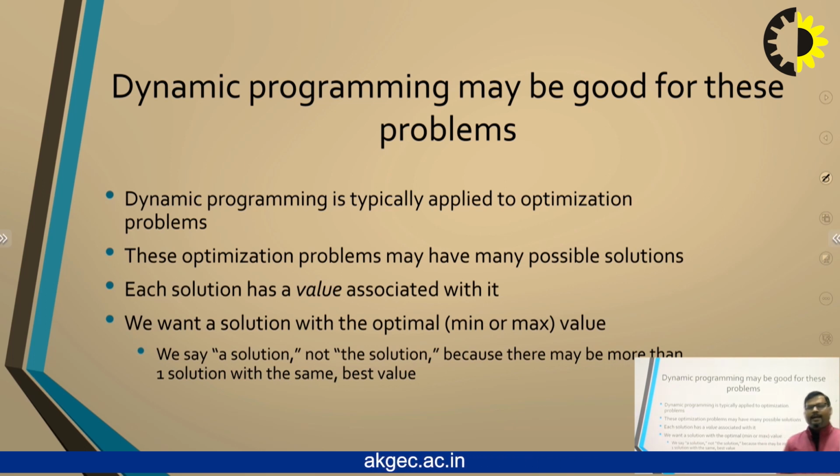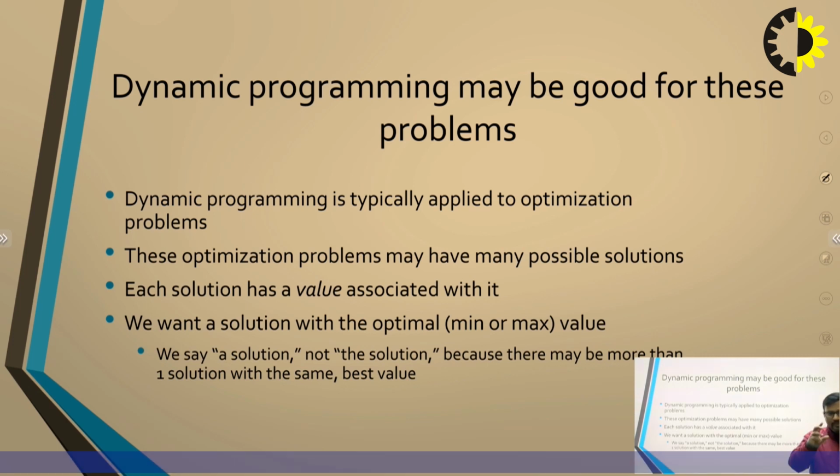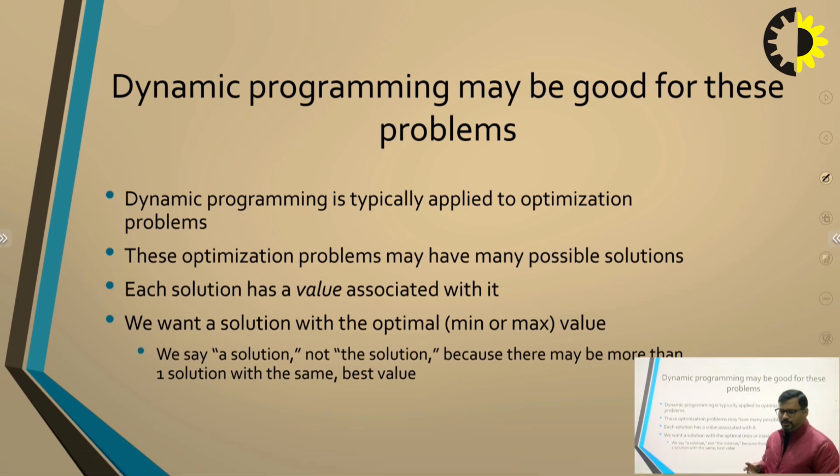Next, another hypothesis is that dynamic programming may be good for these problems. Dynamic programming is typically applied to optimization problems. What is optimization? Here we will elaborate on what optimization is. Suppose we give one example.